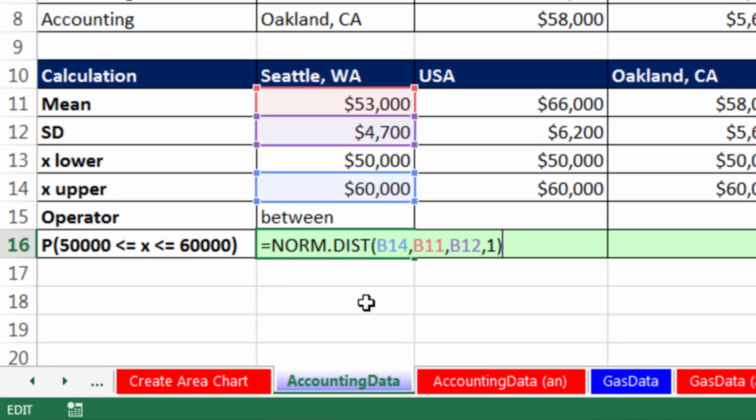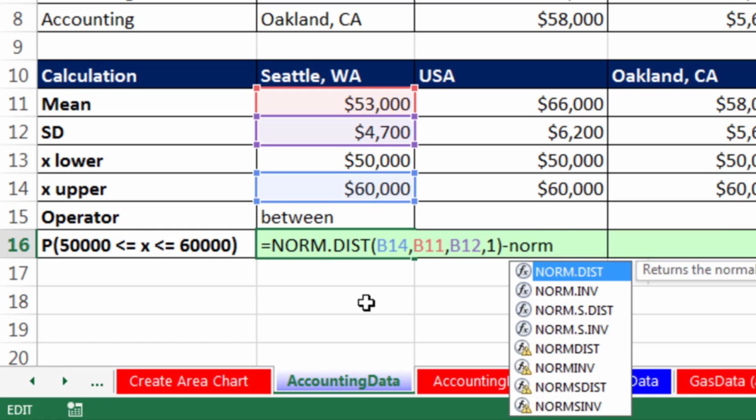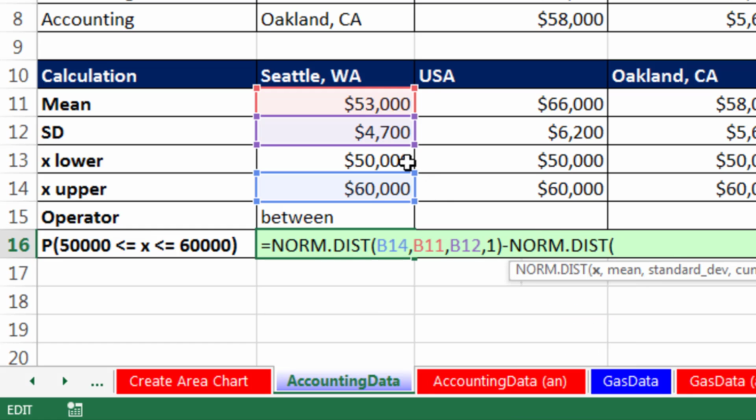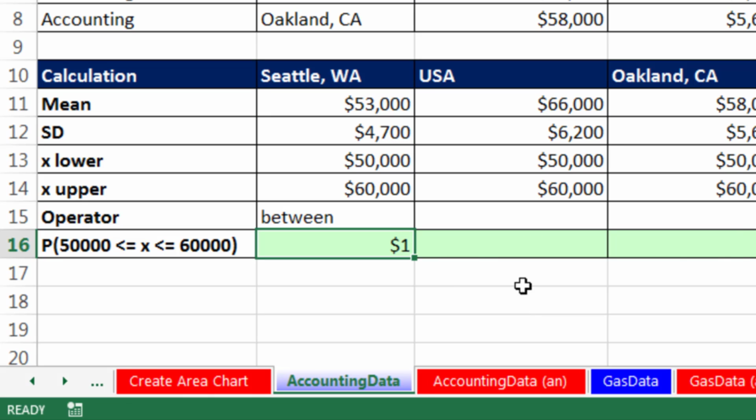But now I need to subtract NORM.DIST. And the second x will be the lower x, comma, the mean for Seattle, comma, the standard deviation for Seattle, comma, 1 close parentheses. All of those are relative cell references. So when I Control Enter, I get number formatting as a fraction.